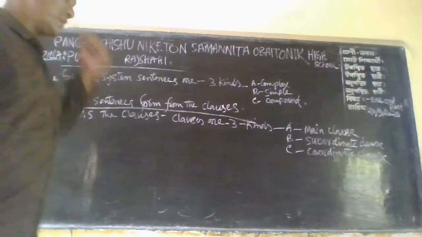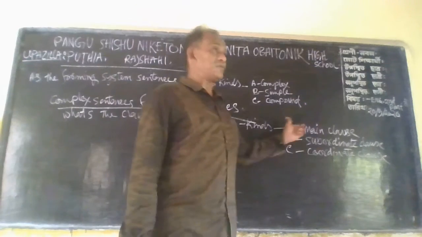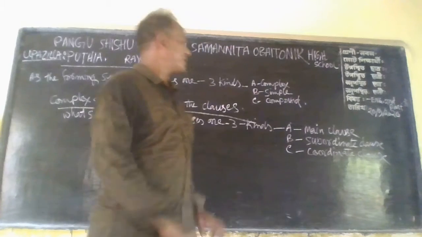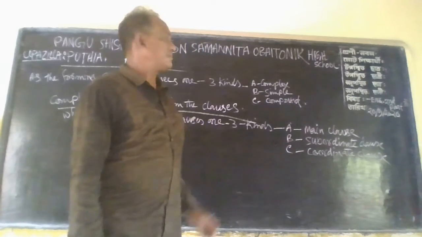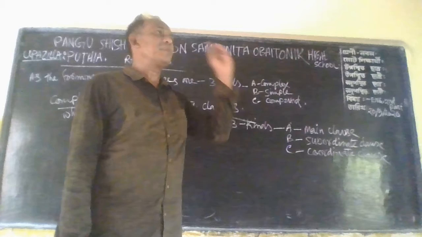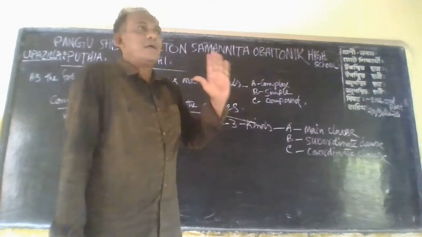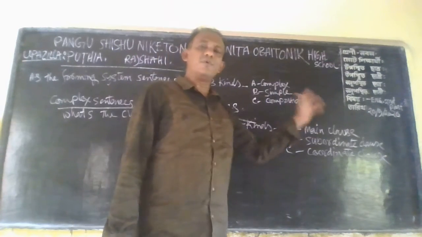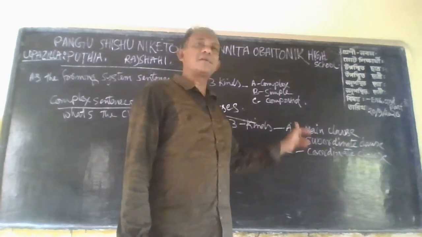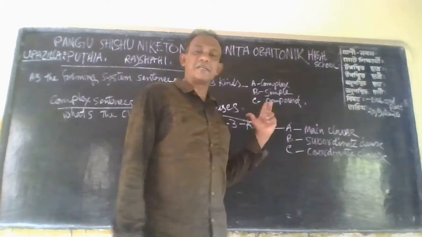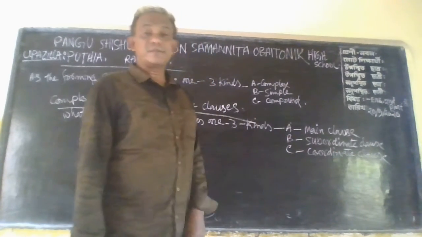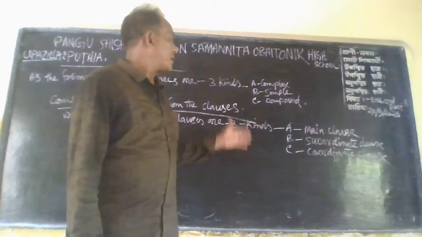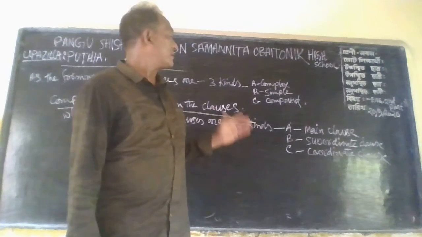Firstly, we have to know about the main clause. Main clause forms a subject and predicate, and it expresses the full meaning of a sentence. And main clause never depends on the subordinate clause or coordinate clause. Main clause controls the subordinate clause.